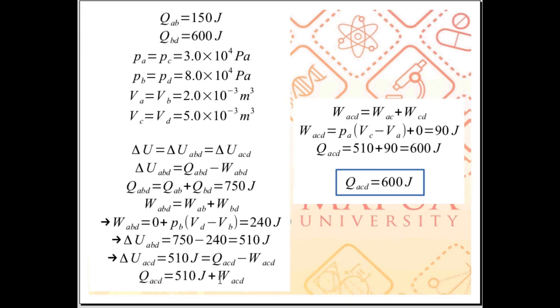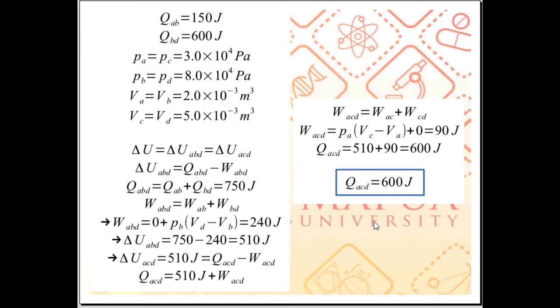QACD is 510 plus WACD. So QACD is 510 plus 90. QACD is just equal to 600 joules. The heat added as you go from initial state A to final state D along the path ACD is 600 joules.